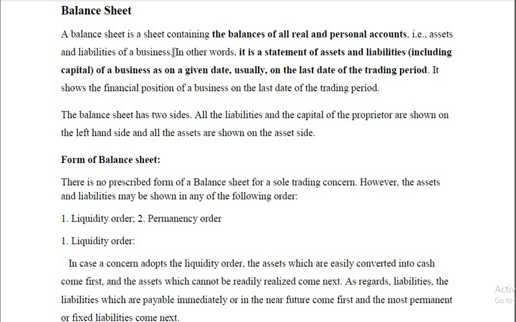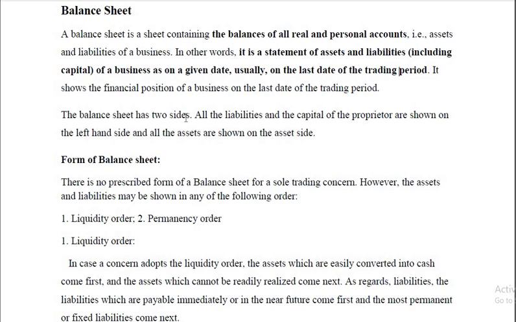In other words, it is a statement of assets and liabilities of a business as on a given date, usually on the last date of the trading period. Normally, financial year is chosen by every businessman, but there is no hard and fast rule. They can even choose the calendar period or any other period, but it's a period of 12 months, and normally it is the financial year period that is ending on 31st March. It shows the financial position of a business on the last day of the trading period.